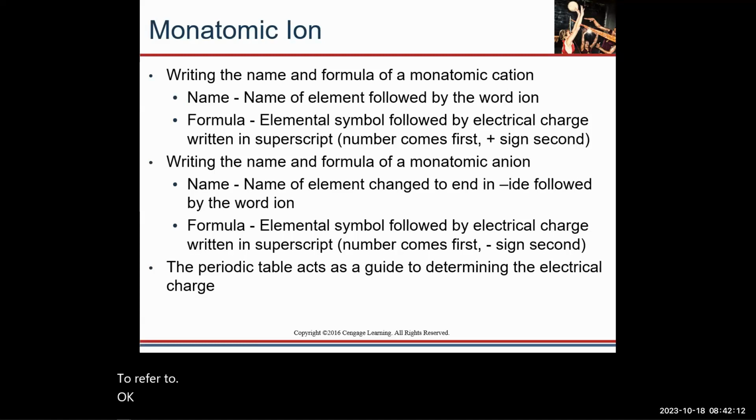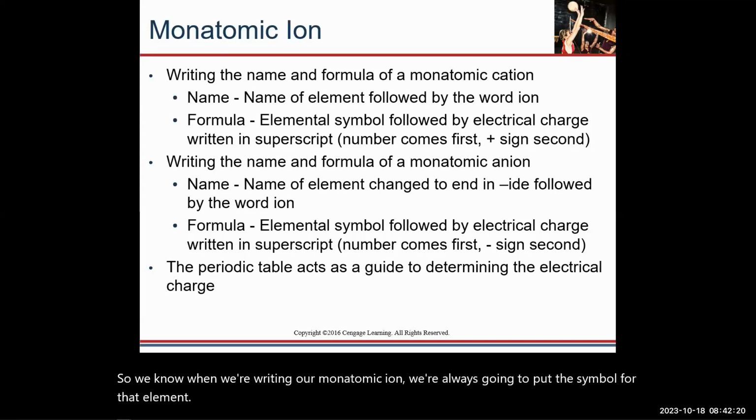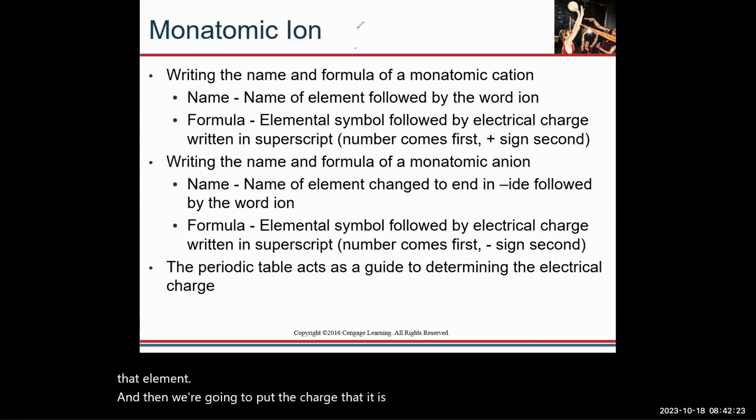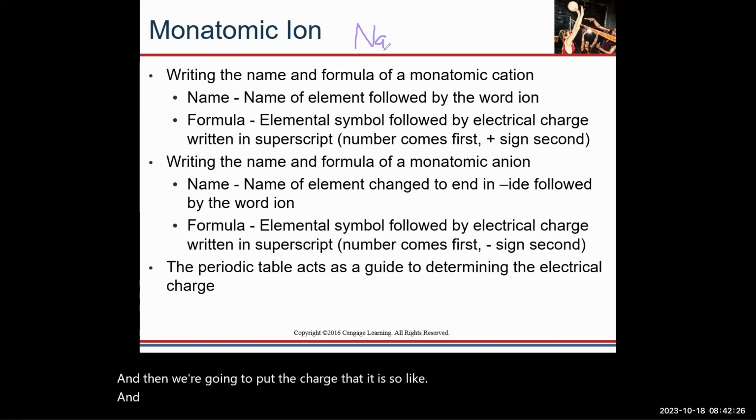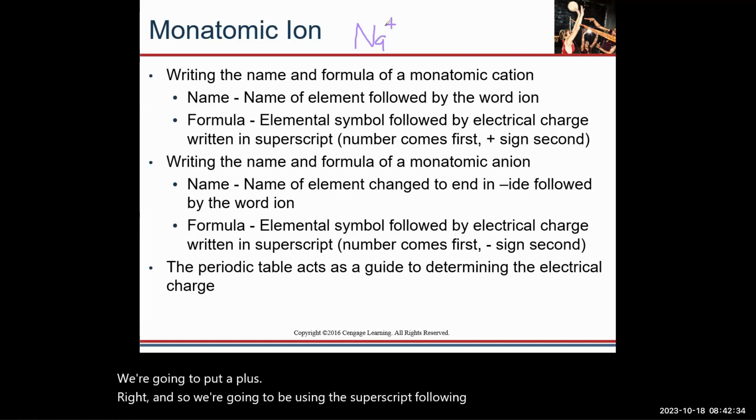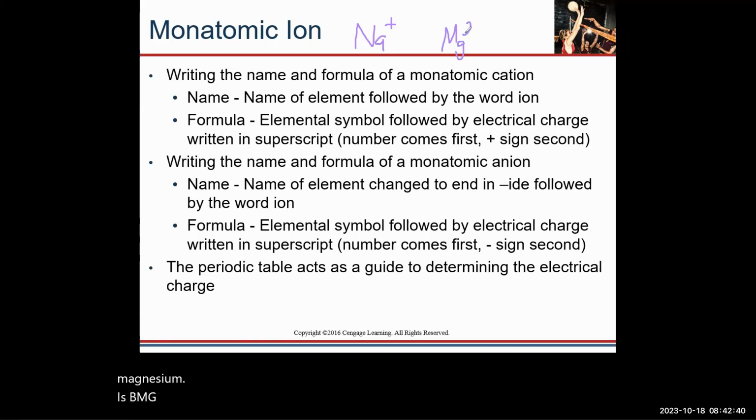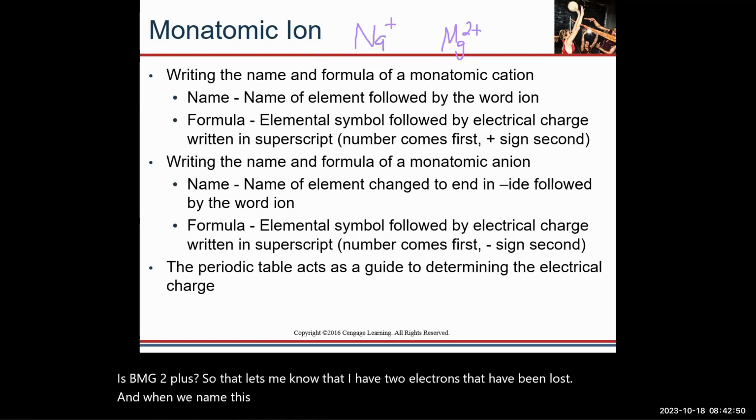Okay. So we know when we're writing our monatomic ion, we're always going to put the symbol for that element, and then we're going to put the charge that it has. So like Na, we're going to put a plus, right? And we're going to use the superscript following the element, okay? So if it was magnesium, it's Mg2+. That lets me know that I have 2 electrons that have been lost. And when we name this one, it would be called the sodium ion.